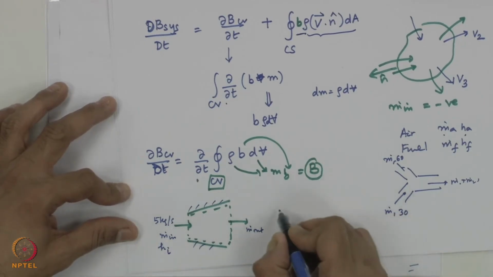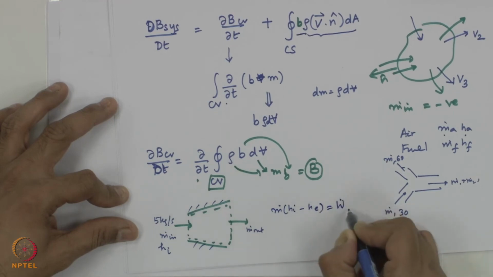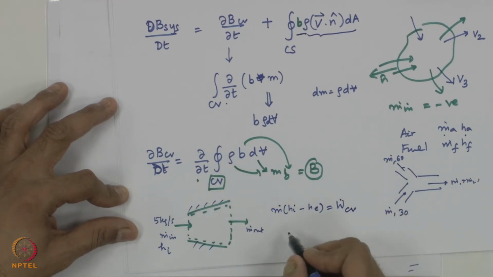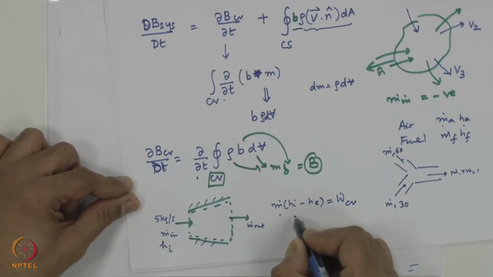Then we have done the analysis, we get m dot h_i minus m dot h_e is equal to work done by the control volume, or work that is obtained. Where is it coming from? It is coming from this expression only. Mass flow rate happens to be the same.